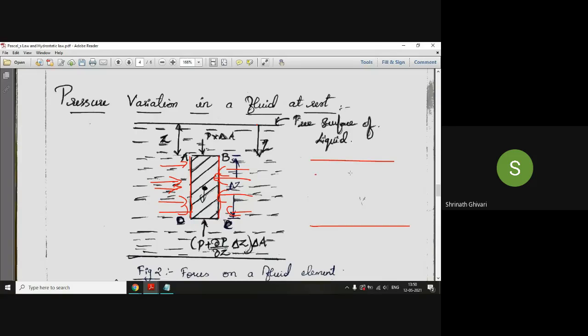Okay. Just consider this to be a container, which is a closed container.